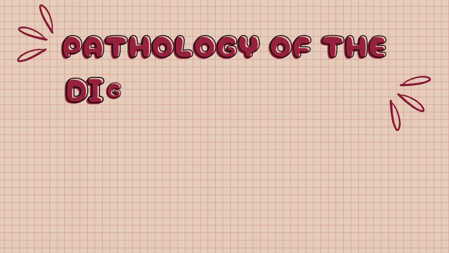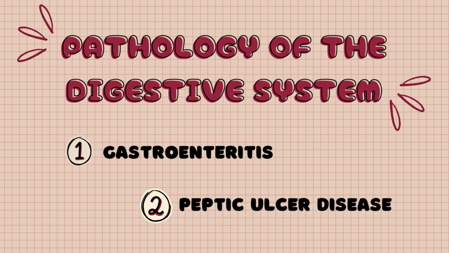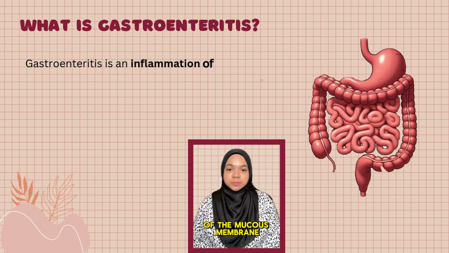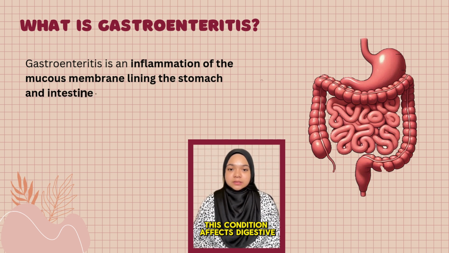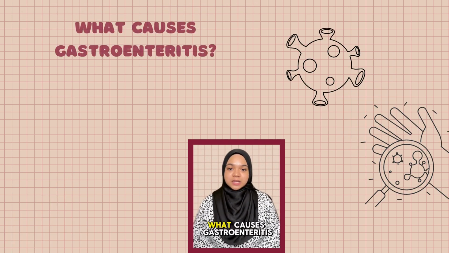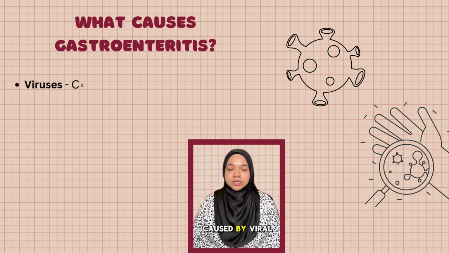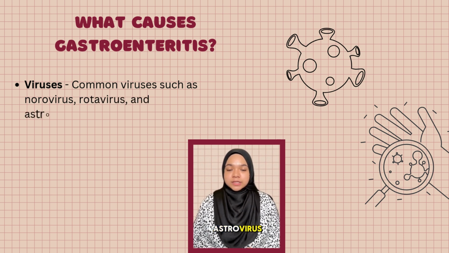Now, I will briefly explain two pathologies of the digestive system, which are gastroenteritis and peptic ulcer disease. So, what is gastroenteritis? Gastroenteritis is an inflammation of the mucous membrane lining the stomach and intestines. This condition affects the digestive system, leading to discomfort and digestive issues. What causes gastroenteritis? Gastroenteritis is commonly caused by viral infections such as norovirus, rotavirus, and astrovirus.